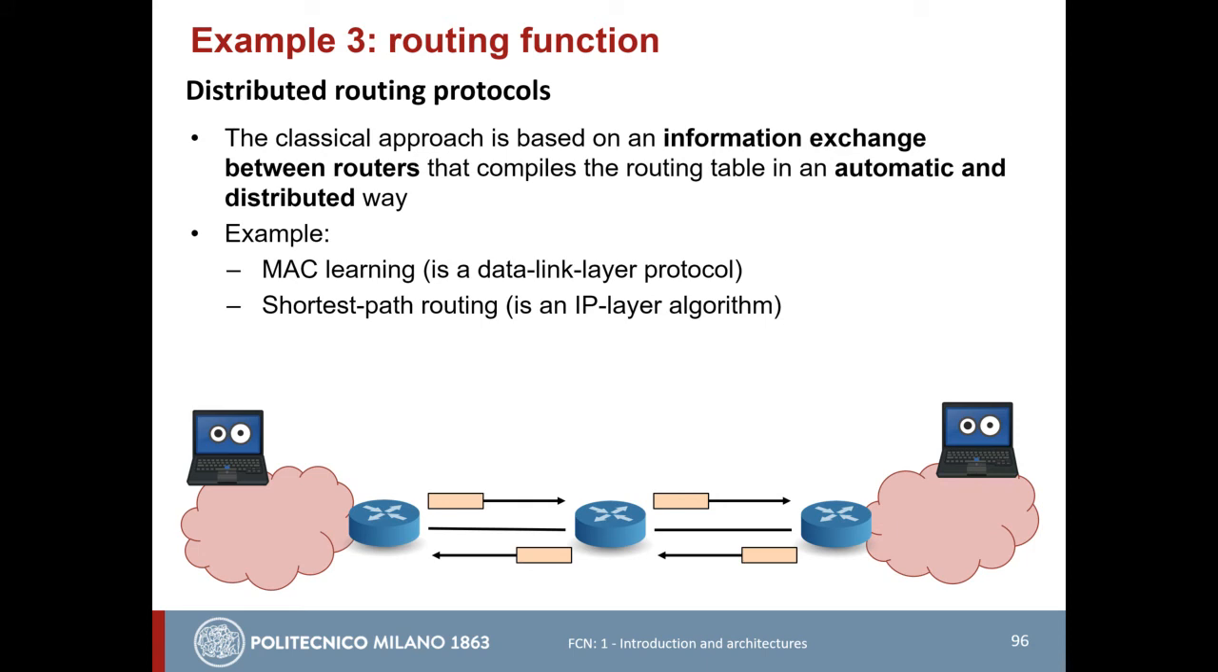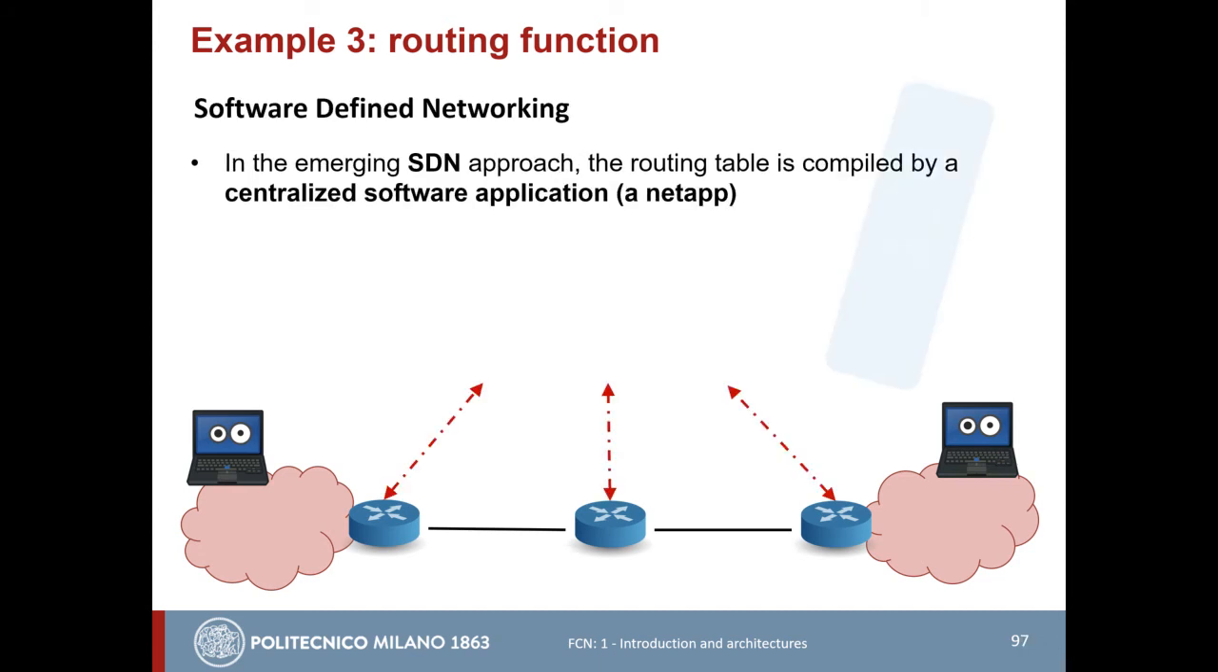So the other way to rewrite the routing tables is in a distributed and automatic way, by letting the routers talk to each other, exchange information about the network state, and automatically write down the routing tables. And we will have a look at this.